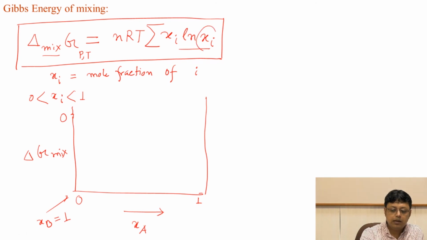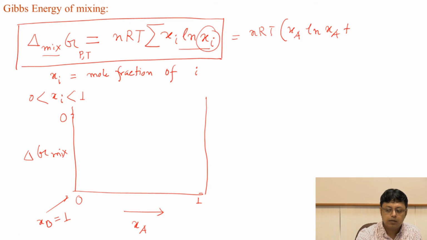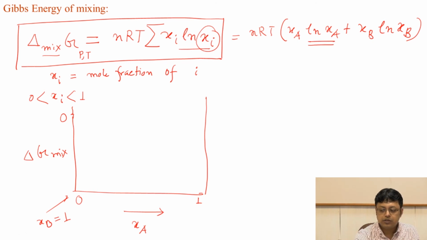But then if I put here that Xa is 0 and Xb is 1, for two components it will be nothing but nRT (Xa ln Xa plus Xb ln Xb). So when Xa is 0, this term is 0, and at that point ln Xb is 0. So the total thing is also 0. So delta G will start from 0 here.